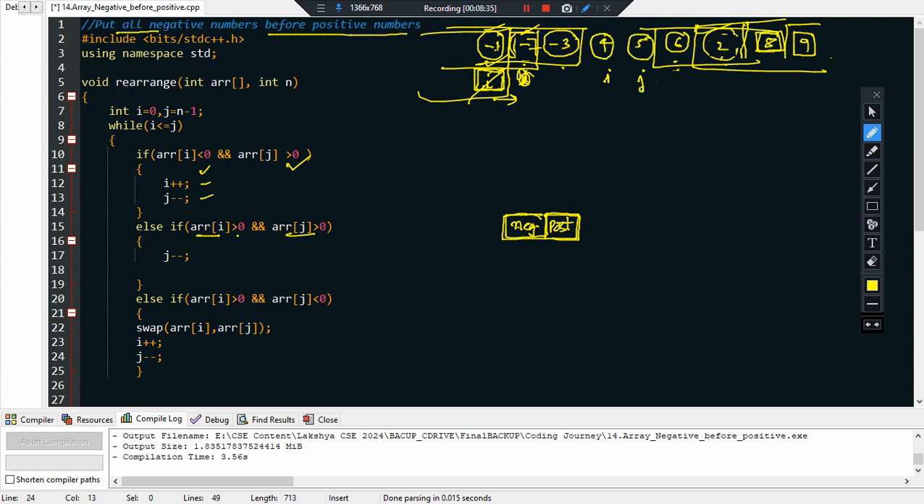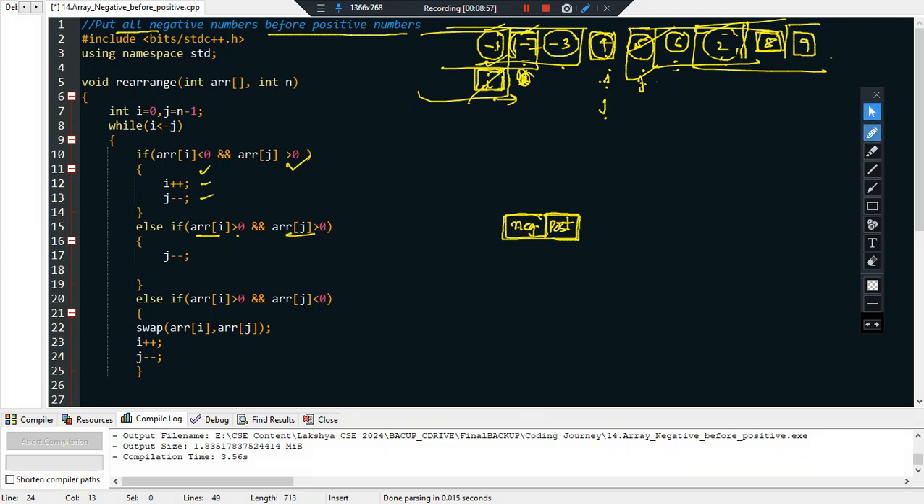So first of all, what will we do? We know that actually j should be pointing to positive, and j is already pointing to positive, so j will validate this and j will come here. And i should actually be waiting for a negative number, but there is no negative number, and by that time j has already reached this position, right? So there should be a condition.